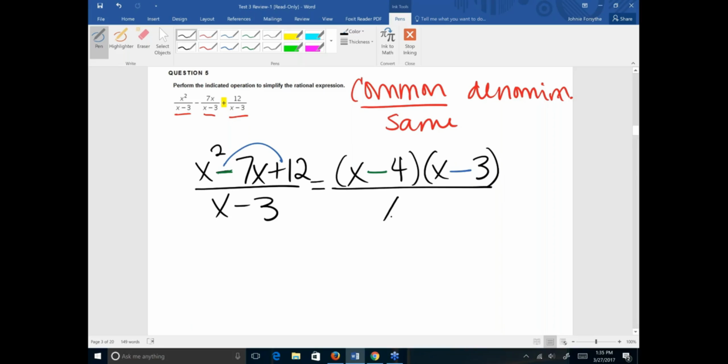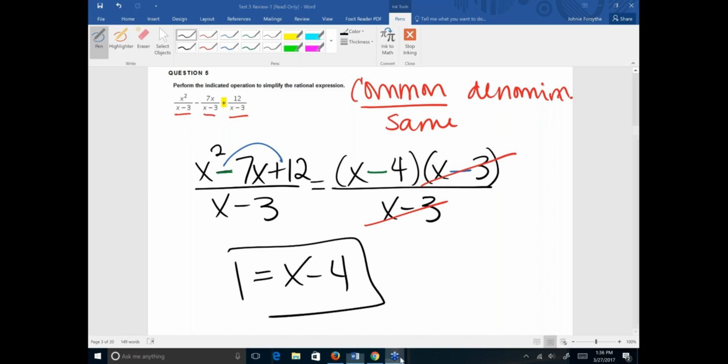So now I have x minus 3 at the bottom, and then now I can see x minus 3s are going to cancel, so then all I'm left with for my answer is x minus 4. That's my final answer there.